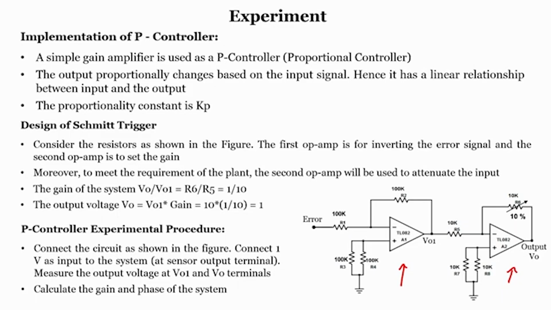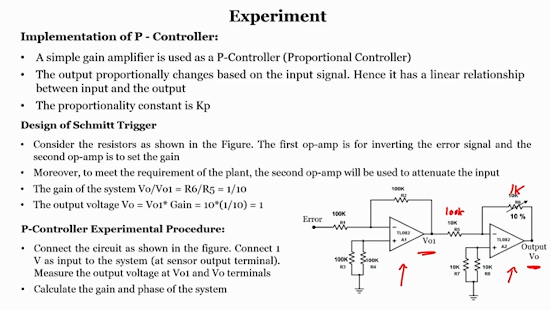The gain of the system is nothing but Vo by Vo1, and Vo by Vo1 equals R6 by R5 equals 1 by 10, right. R6 by R5 equals 1 by 10, and if I set the value of R6 equal to 1k and R5 equal to 100k, in that case we can have 1 by 10. The output voltage Vo is Vo1 into the gain, which is 10 into 1 by 10, which is nothing but 1.